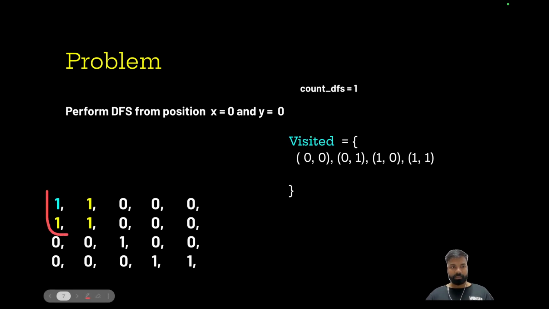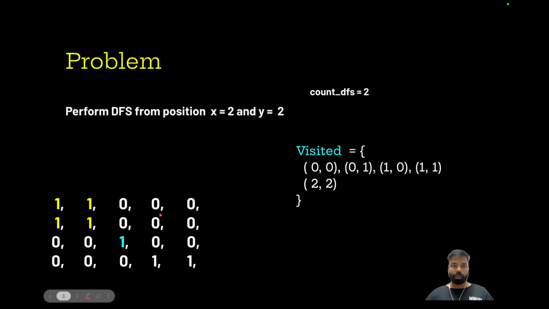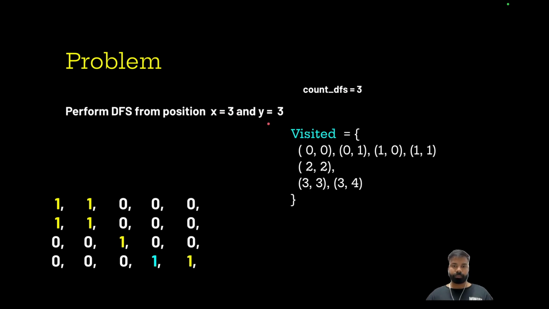Visually, it's showing the same thing. We perform our DFS from the position x equals 0, y equals 0, and we have explored all these 4. So we have formed one island, and we are inserting them in our visited set. In the next call, we are at this position. This is the only one that is added, and we have incremented the count DFS to 2 from 1, since this is the second time we are performing a DFS call, from x equals 2 and y equals 2.